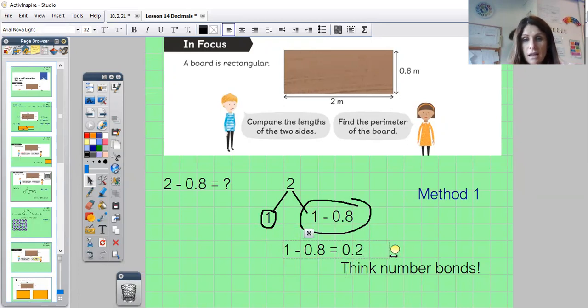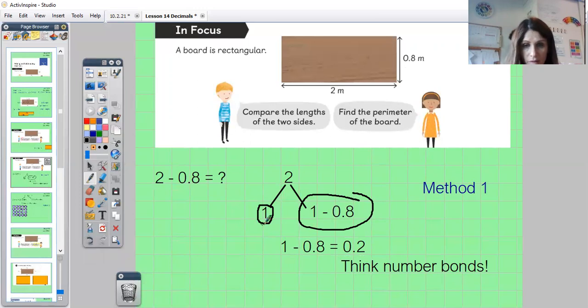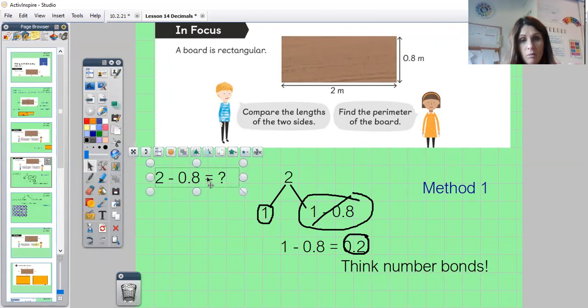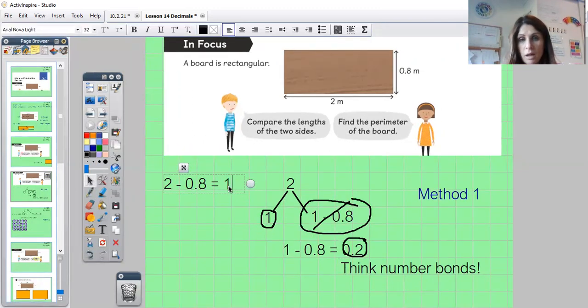Now, is the answer 0.2? Or have I made a mistake there? What do I need to do? Yeah, you're right. I have to remember that I had this 1 that I protected. I put it in the bubble and I left it there. And I just took 0.8 from this one here. Okay, so this one has now become 0.2. And I had my 1 here. So my final answer will be 1.2. Because the 0.2 goes with the 1.